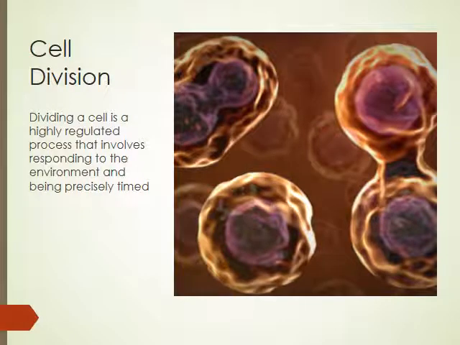In order to reproduce, those cells have to undergo what's called cellular division. This is super highly regulated. You have to know what's going on around you. It's got to be precisely timed. You got to know when you're going to reproduce.